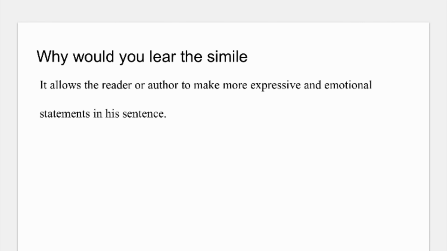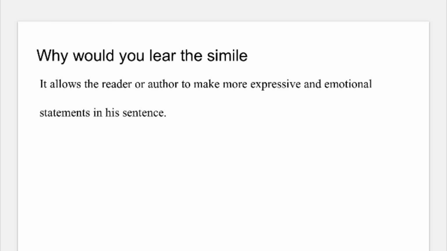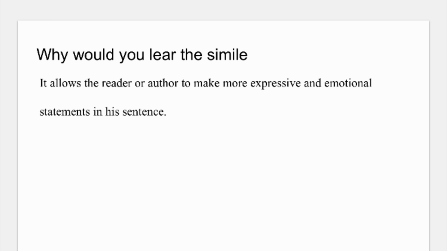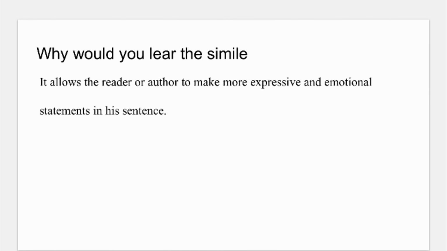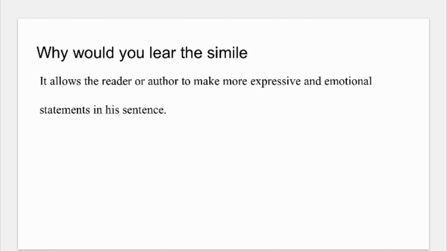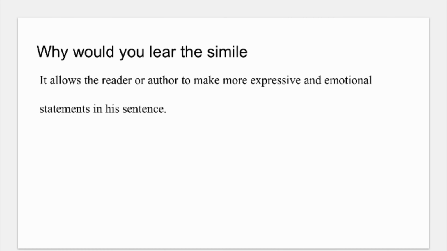Why would you learn a simile? It allows the reader or author to make more expressive and emotional statements in his sentence. What they mean here is it allows the reader, the author, or even the writer to make it more expressive and emotional. It expresses more of his feelings and emotional feelings.